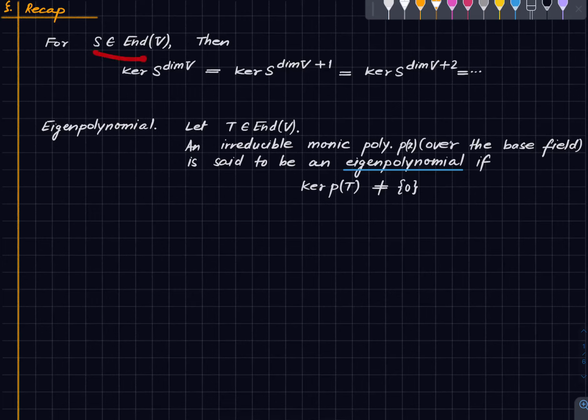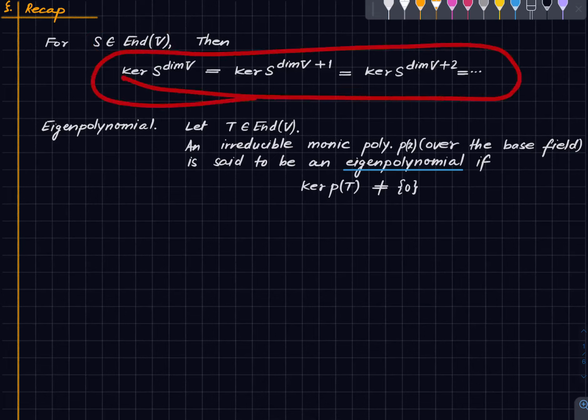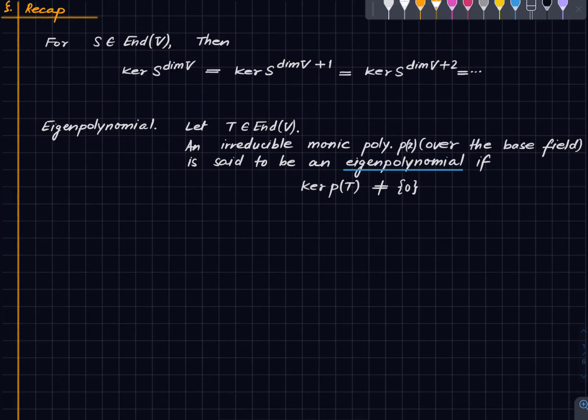So earlier we have seen that if S is an endomorphism on a vector space V, then these equalities hold. Right? So the kernel of this particular exponent of S remains unaltered even if you increase the exponent any further.